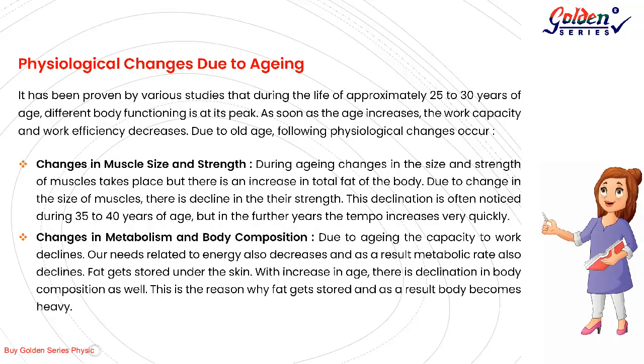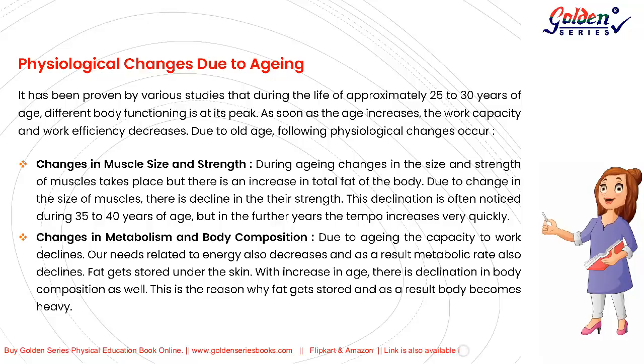Physiological changes due to aging. It has been proven by various studies that during the life of approximately 25 to 30 years of age, different body functioning is at its peak. As soon as the age increases, the work capacity and work efficiency decrease. Due to old age, the following physiological changes occur.